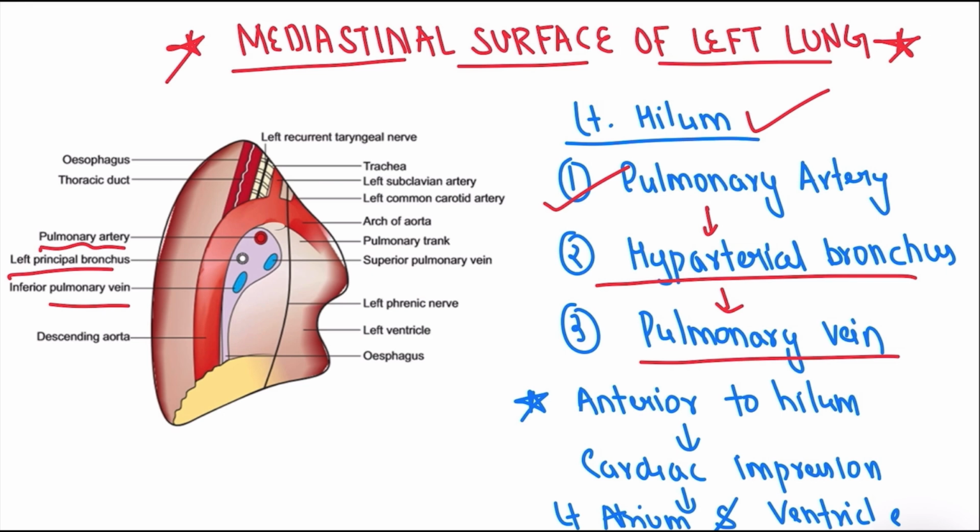As compared to the right hilum, we have the eparterial bronchus, followed by the pulmonary artery, followed by the hyparterial bronchus, followed by the pulmonary vein and pulmonary ligament. This is the pulmonary ligament. The structure present anterior to the hilum is the cardiac impression. And we have the left atrium and left ventricle, as this is the left lung.